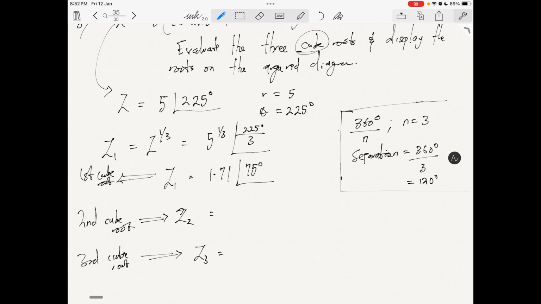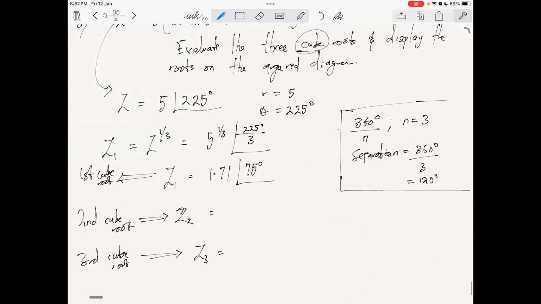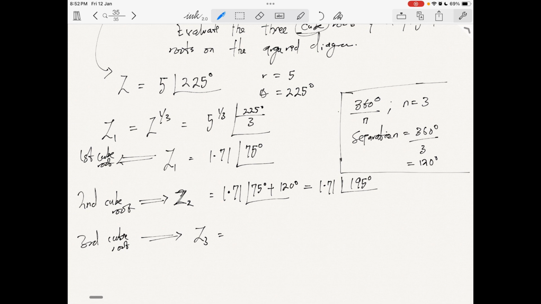So if the second cube root is separated from the first cube root by 120 degrees, then Z2 is equal to 1.71 argument 75 degrees plus 120 degrees. And this will give us 1.71 argument 195 degrees.